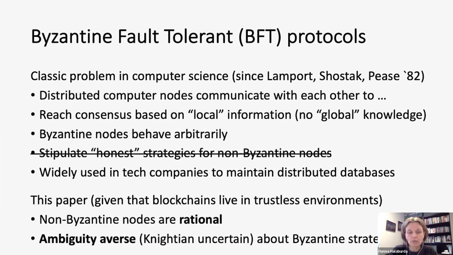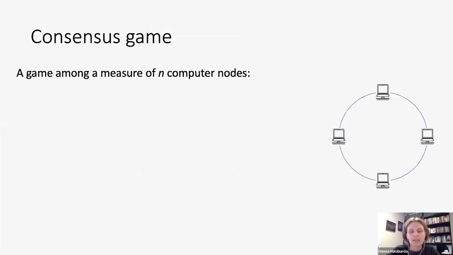Instead, we assume that non-Byzantine nodes are rational, they individually maximize their payoff. And of course, they also need to worry about what the Byzantine nodes are doing, so now they need to form beliefs about what the Byzantine nodes are doing. In line with the traditional computer science approach, the rational nodes are going to assume that Byzantine strategies are the worst case scenario. So we formulated this using ambiguity aversion about Byzantine strategies.